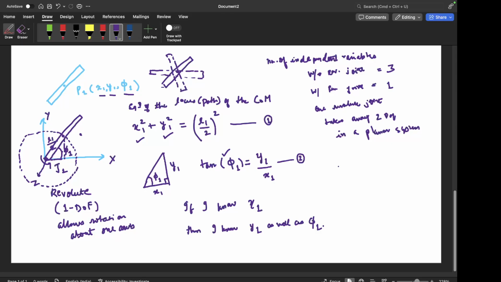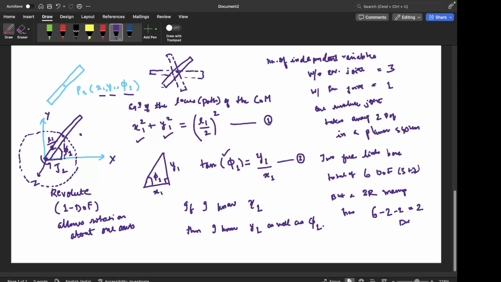So two free links have a total of 6 degrees of freedom, 3 plus 3, right? But a 2R manipulator has 6 minus 2 minus 2 equals 2 degrees of freedom. So this is how you should think basically.